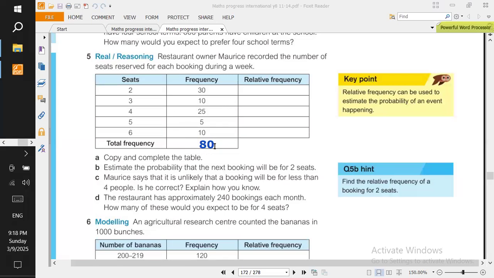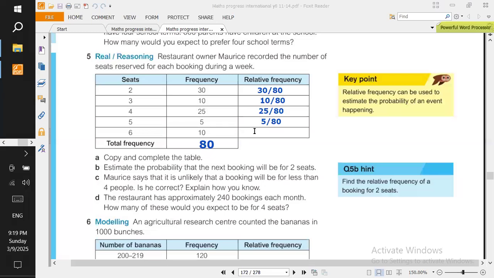Now, we're going to use the total and the frequencies to find the relative frequencies. So the first one is 30 over 80. So we write it like this, 30 over 80. Second relative frequency is 10 over 80. And then we have 25 over 80. And then 5 over 80.